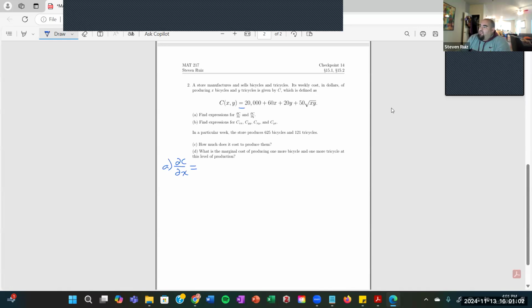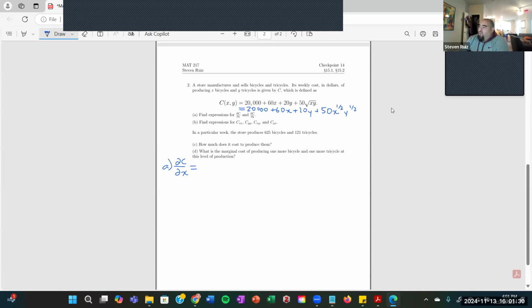One thing I'm going to do here is rewrite this function in a way that makes it easier to think about using the power rule, which is probably the first way you talked about finding derivatives in your brief calculus class. So I'm going to say 50x to the 1/2 times y to the 1/2. Basically, I'm going to run through this term by term.